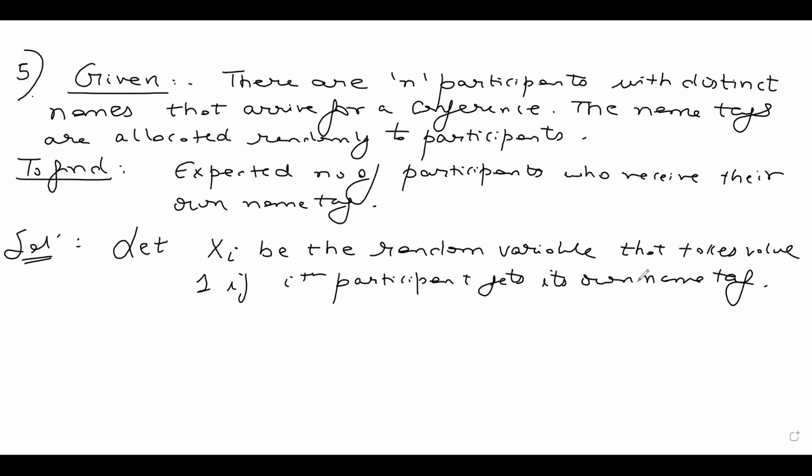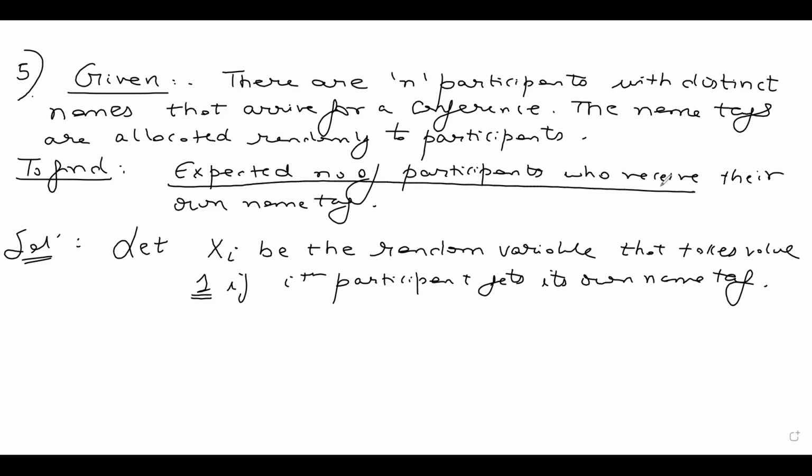Okay, so xi is the random variable which is taking the value 1 if the ith participant has got its own name tag. So for example, if my name is Akshay and I have got the name tag with the name Akshay, then suppose I am the ith participant, my xi is going to take the value 1 because I've got the correct name tag, which is consistent with my actual name. Okay, and obviously it's going to take the value 0 if I get the name tag which is not consistent with my true name.